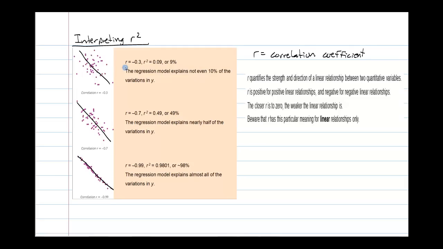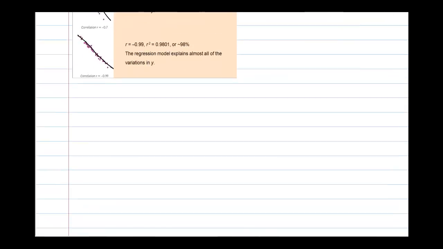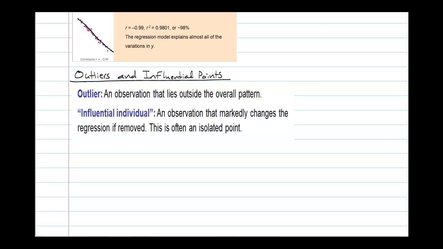Now we know that this value of r, the correlation coefficient that measures the strength of the linear relationship, can be influenced by outliers. So let's look at outliers and influential points when we're talking about scatter plots, and also when we're talking about regression lines. Graphically speaking, we have an intuitive idea of what an outlier is, and we'll look at a graph in a little bit to exemplify it, but basically it's an observation that lies outside the overall pattern.